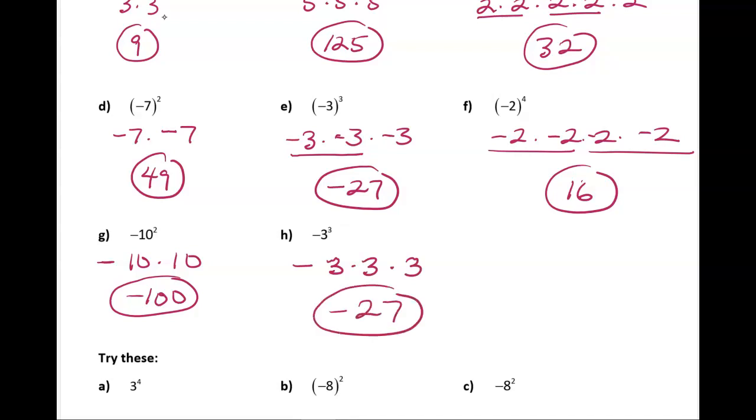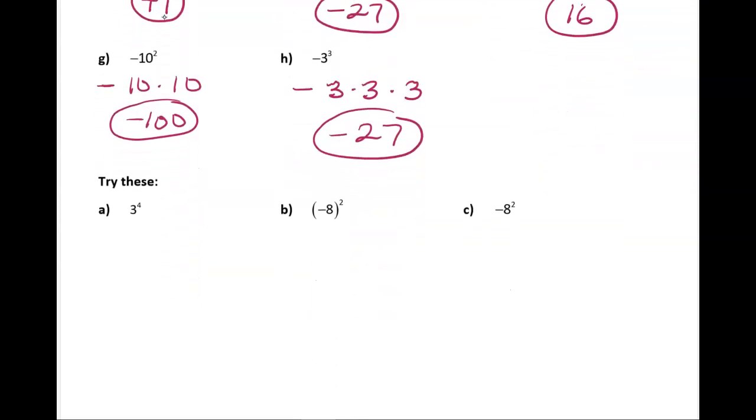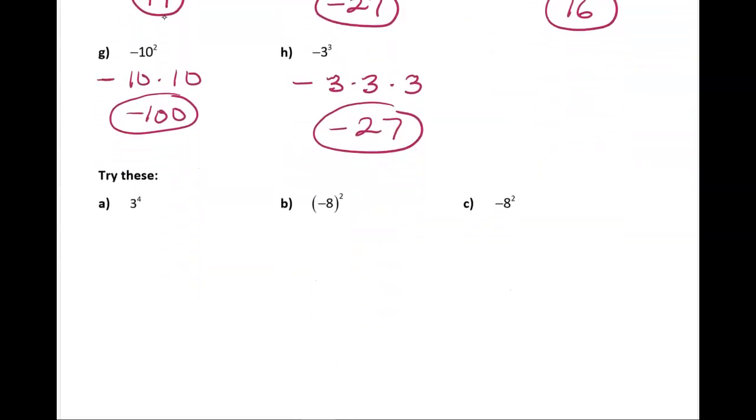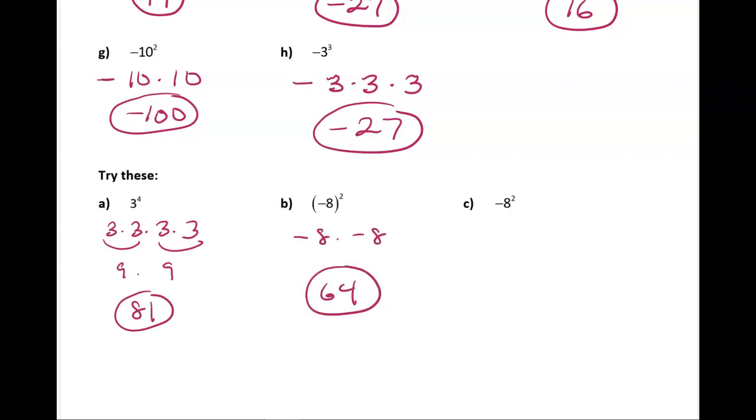All right, pause the video and try the ones below on your own. And let's start with A. For A, you should have gotten the result of 81. All right, now pause the video and try B. For B, the result should be positive 64. Now pause the video and try C. The result for C is negative 64. Remember, that exponent applies to the 8 only, so the negative's just sitting in front until that multiplication happens.